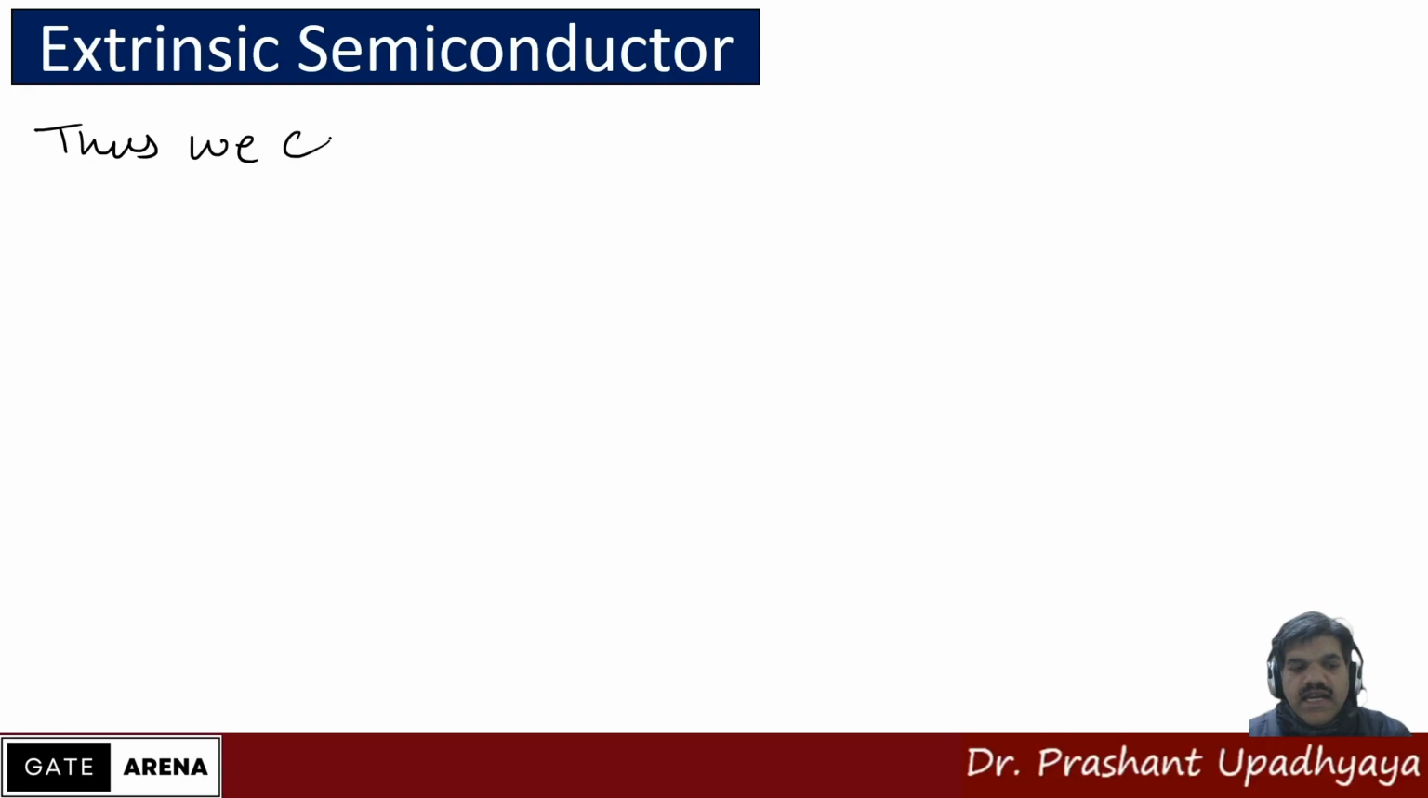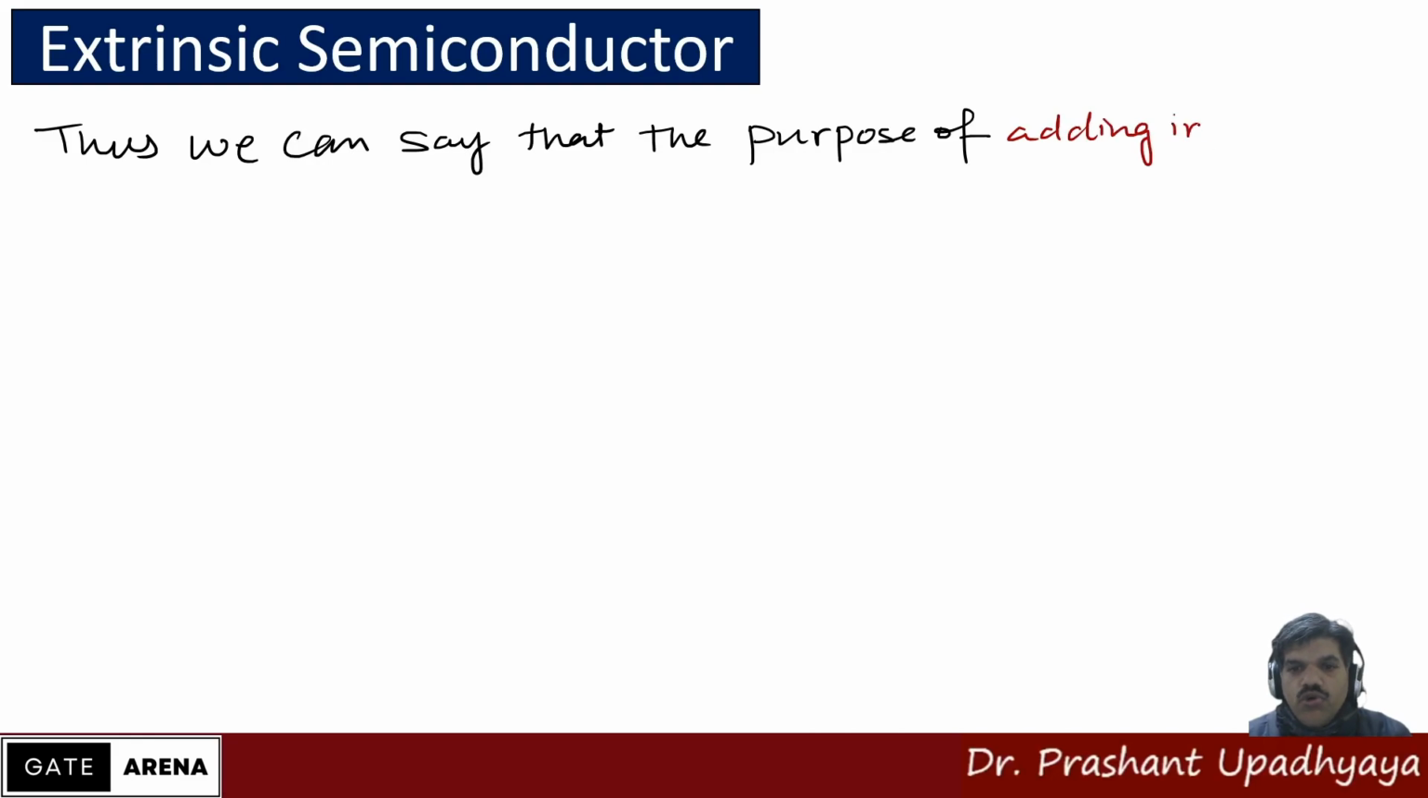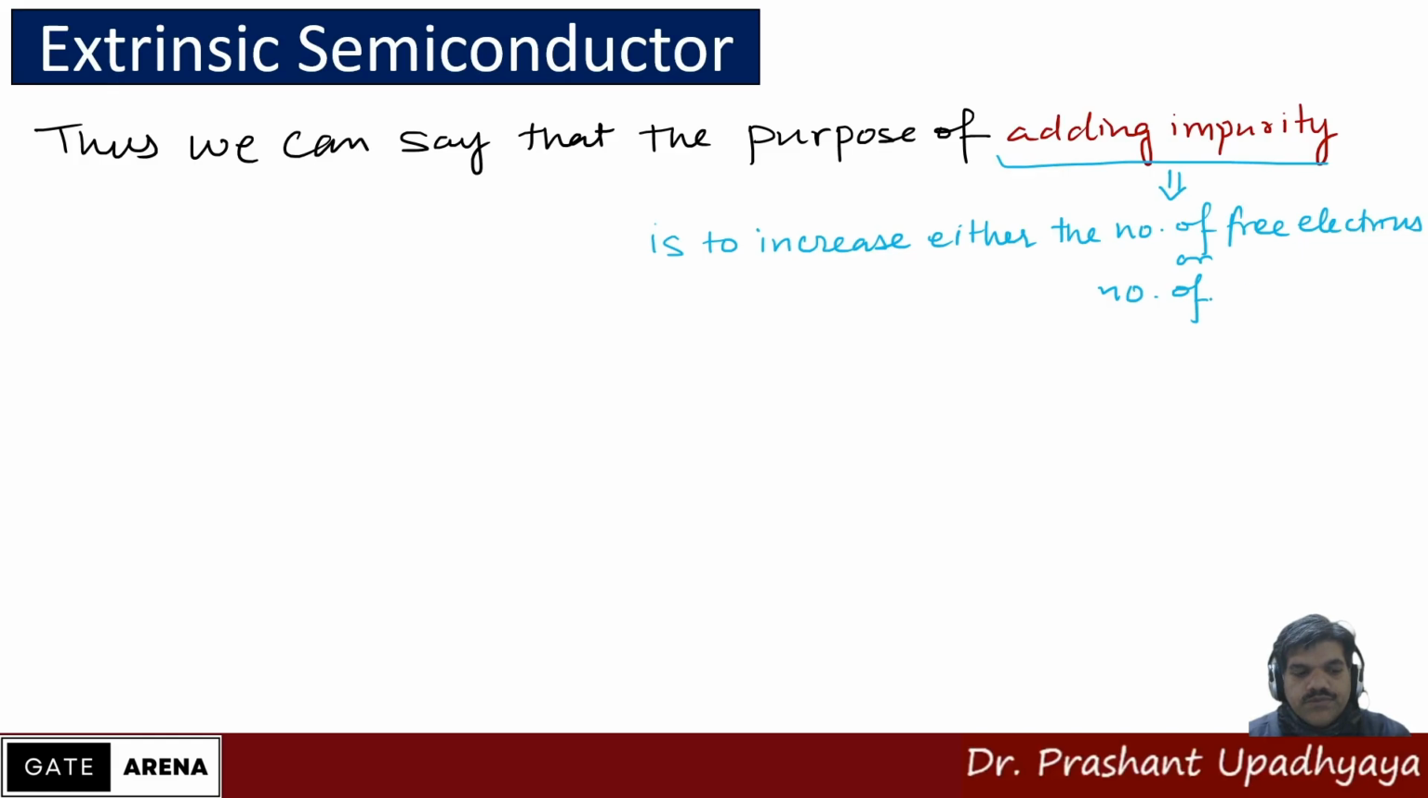Thus, we can say that the purpose of adding impurity is to increase the number of free electrons or holes in a semiconductor crystal. Let me highlight this with a blue color. So adding impurities is done to increase the number of free electrons or holes in the semiconductor crystal. Depending upon the type of impurities, we have already seen in previous lectures that we are talking about group 3 and group 5 elements.